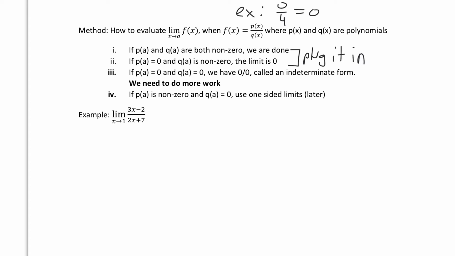Now, number 4, we're going to save for a later video. If the top is non-zero and the bottom is 0, then we're going to use one-sided limits, which we'll look at later. So let's look at an example here.